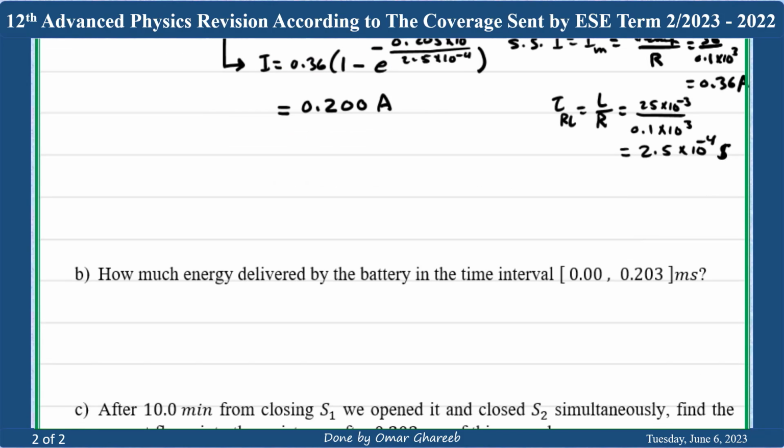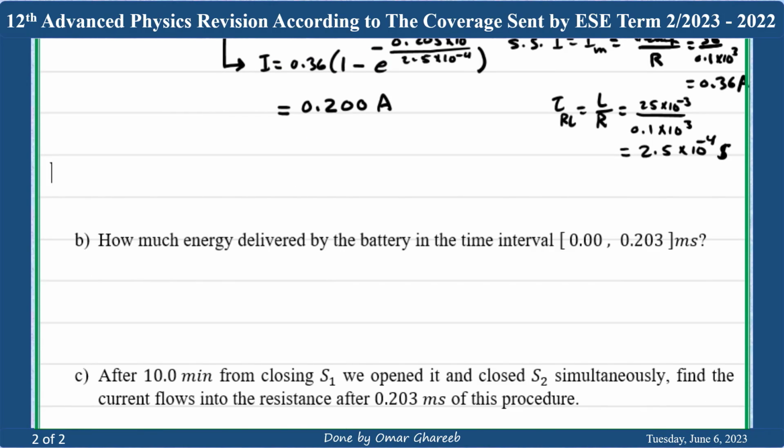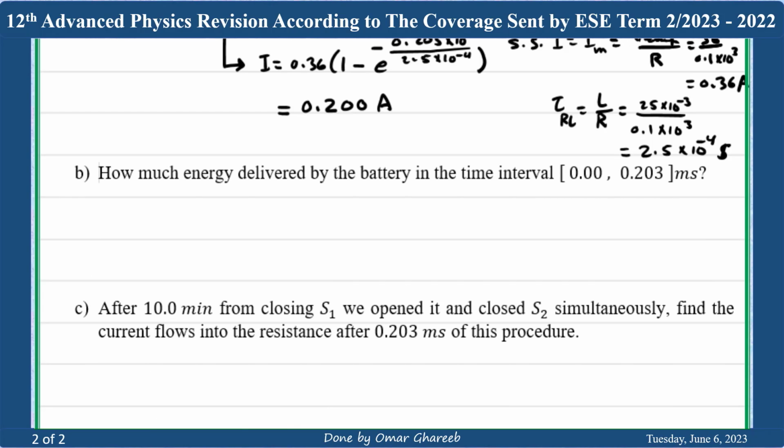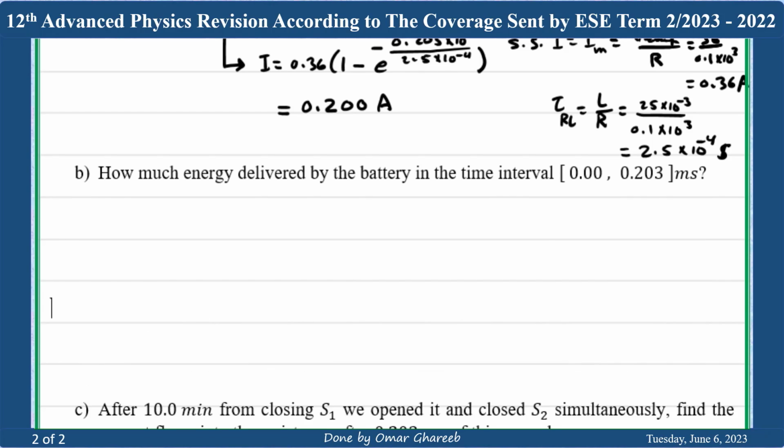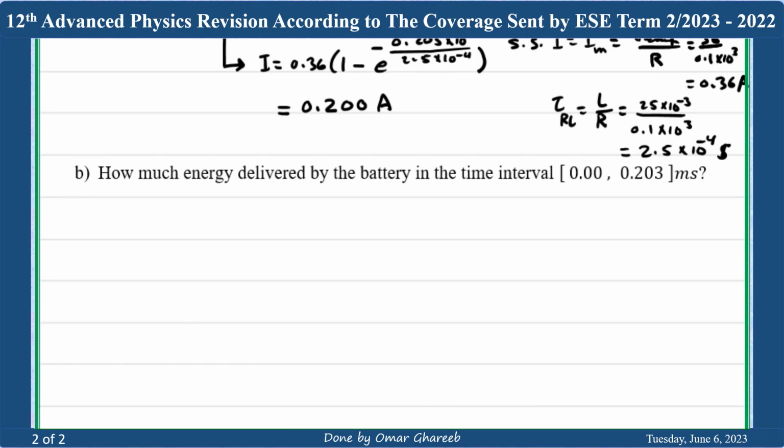For part B, how much energy is delivered by the battery? This question is the same as in the book. To find the energy delivered, you need to integrate the power. The energy, U or E, is the integration of the power over the time interval. And because we need the power for the battery, we must use this equation precisely.